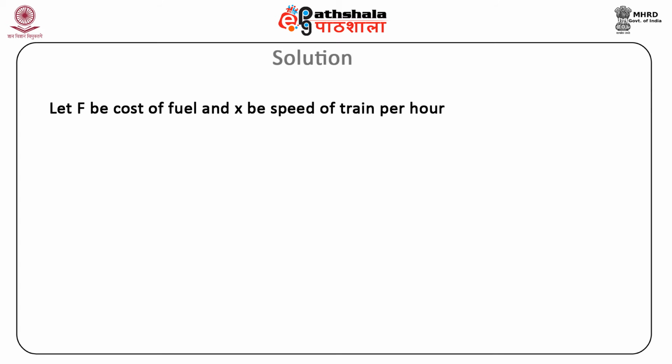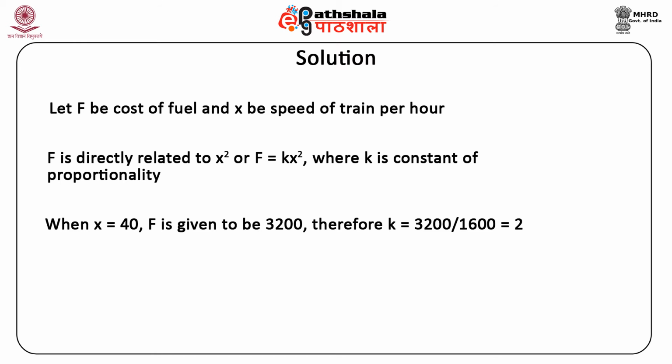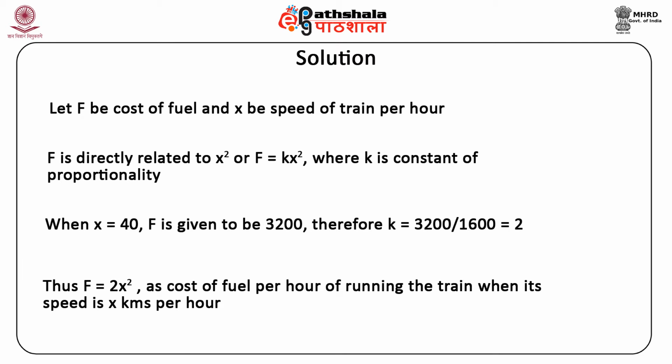Let F be the cost of fuel and x be the speed of train per hour. We are given that F is directly related to x², or F is equal to k times x², where k is a constant of proportionality. When x is equal to 40, F is given by 3200. Therefore, k becomes 2. Thus, we can write F equal to 2x² as the cost of fuel per hour of running the train when its speed is x km per hour.